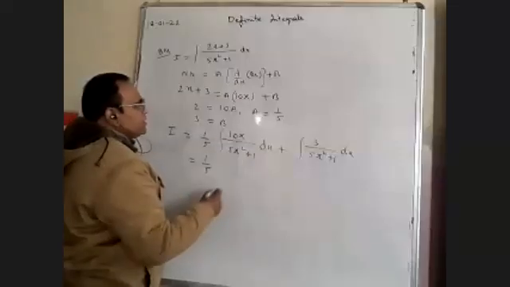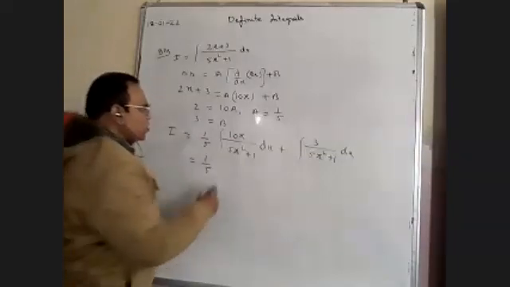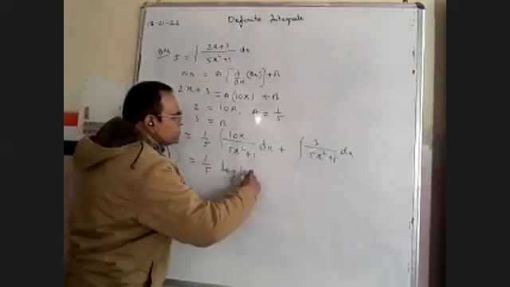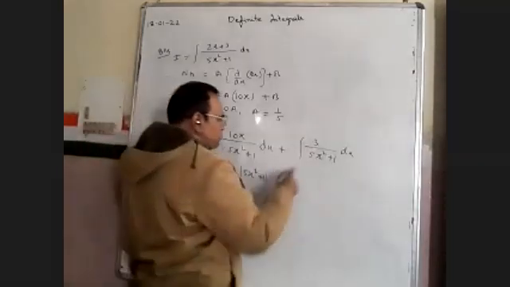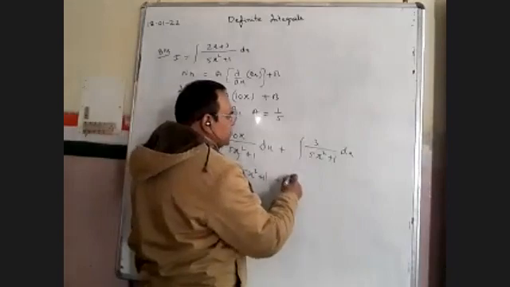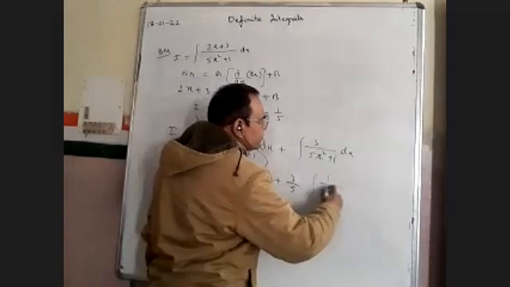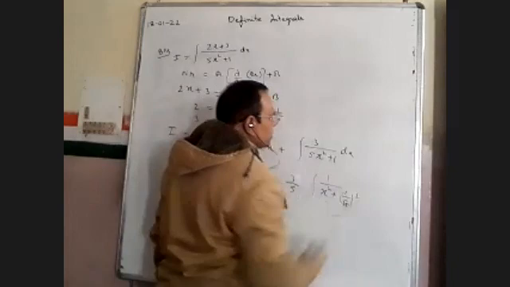Integration of 1 upon 5, it is in the form of differentiation is available here. If we assume t here, then it is a form of 1 upon t. So log 5x square plus 1. Here you have to make first standard form by taking 5 common, then it becomes x square plus 1 upon 5, and you can write 1 upon root 5 square.